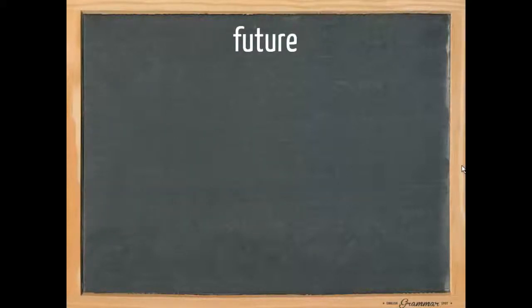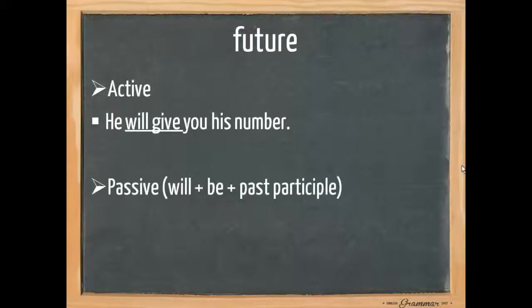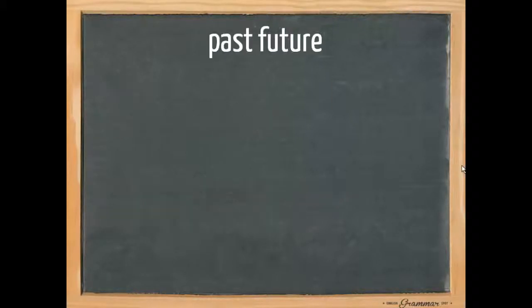Now I'm going to take you through the future tenses. The simple future: he will give you his number. For the passive, we use will, and then the infinitive form of the verb to be, so the base form, and the past participle. You will be given his number.